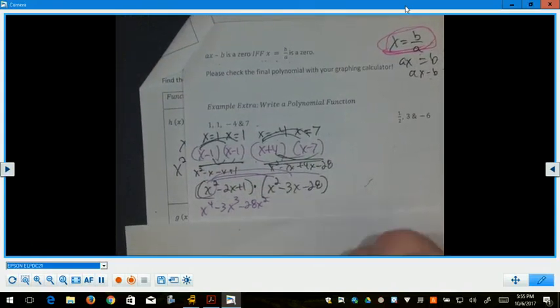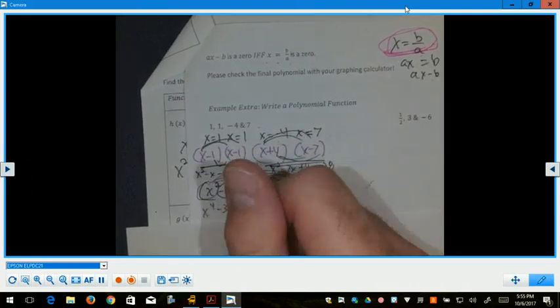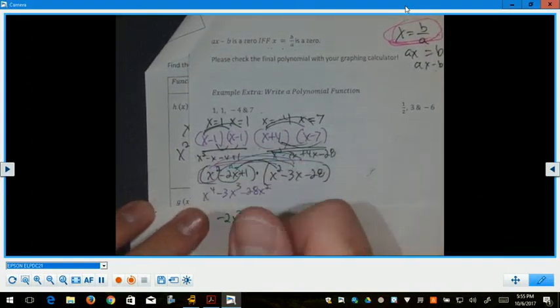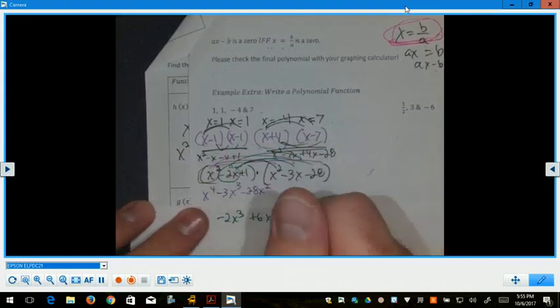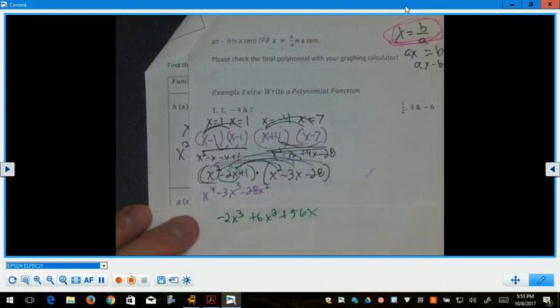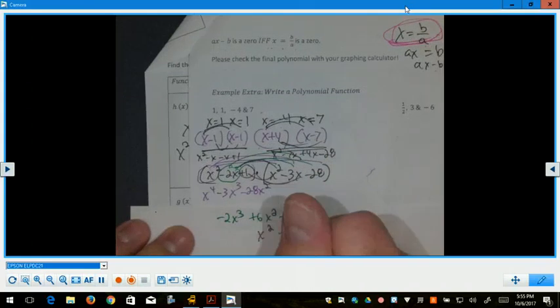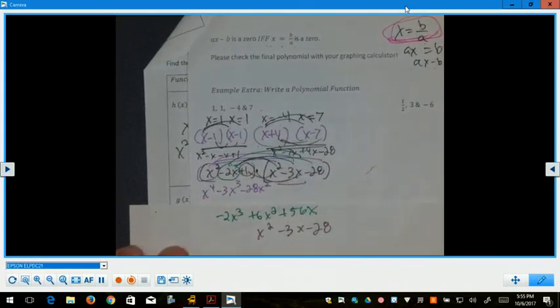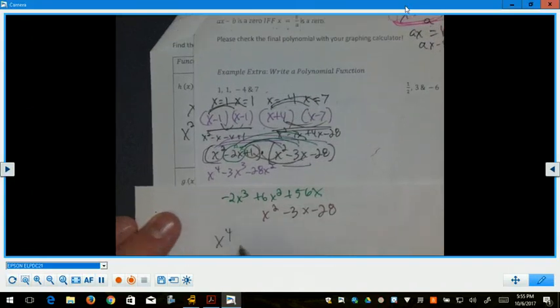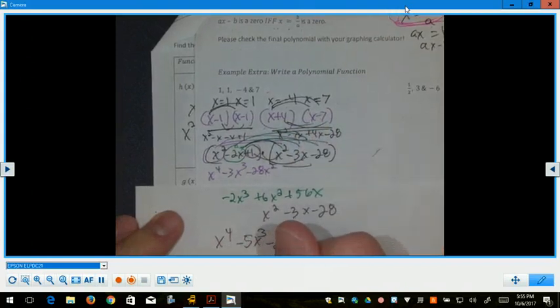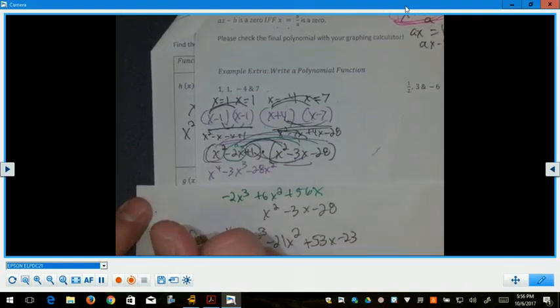Now I'm going to distribute the negative 2x. That's going to give me negative 2x cubed, positive 6x squared and positive 56x. Now I'm going to distribute the positive 1. x squared, negative 3x, negative 28. And now I'm going to add vertically. So I have x to the fourth minus 5x cubed. That'd be negative 22 plus 1, which is negative 21x squared, and that would be positive 53x minus 28. Here is a polynomial function.